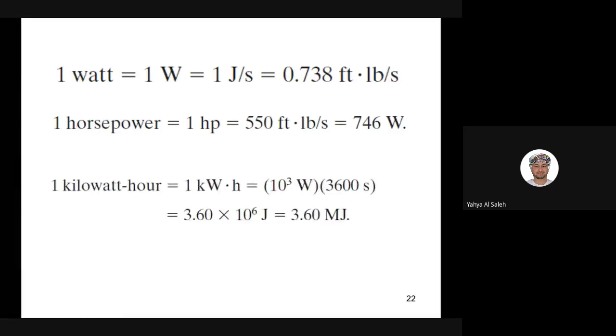Then we have another unit, kilowatt hour. What is kilowatt hour? Kilowatt hour is a unit of energy as well. It's about 3.6 megajoules of energy spent in that 1 hour.